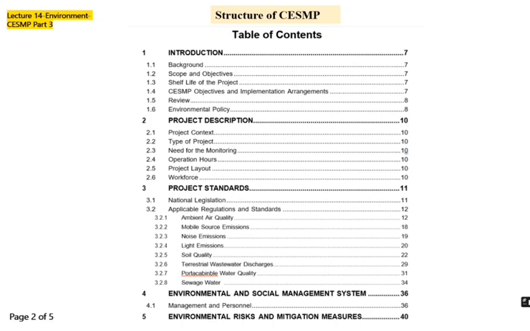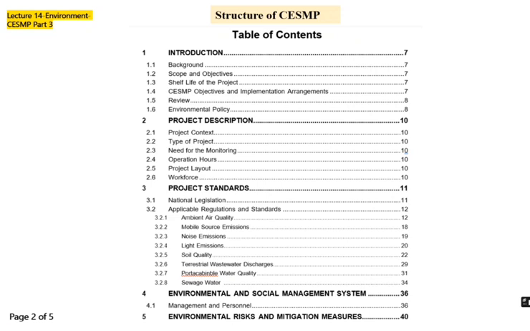After that, we have chapter number 4, environmental and social management system. In this, we have only one subpart, which is management and personnel. We have to mention here, like an organogram, that the project manager is on the top and will report.